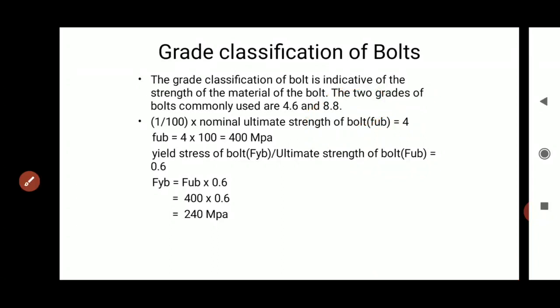So this much is all about today's class. In the next class we will see the rest of the contents of the steel fasteners and connections.